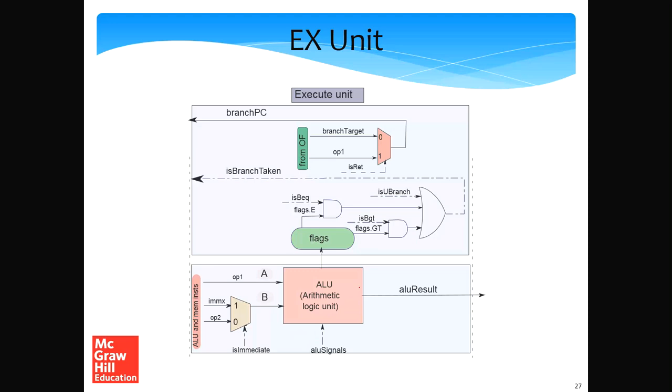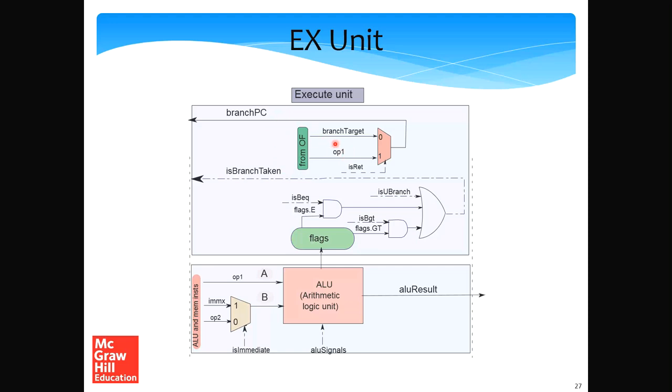Based on the ALU signals, an appropriate operation is done. The ALU also sets the flags. The branch unit reads the flags, and depending upon the type of instruction, whether it's a conditional branch or an unconditional branch, it computes if it is necessary to actually change the program counter other than the default. That is the is branch taken signal, which says if the current instruction is a taken branch or not.